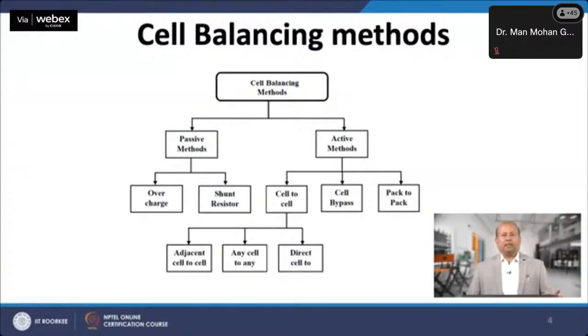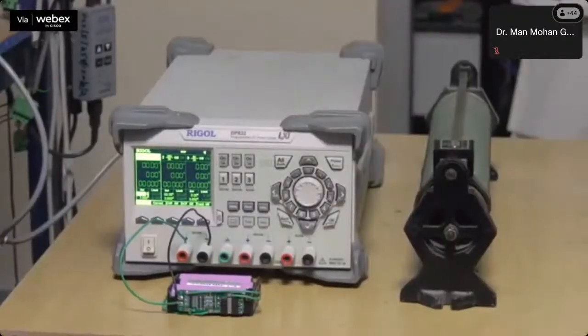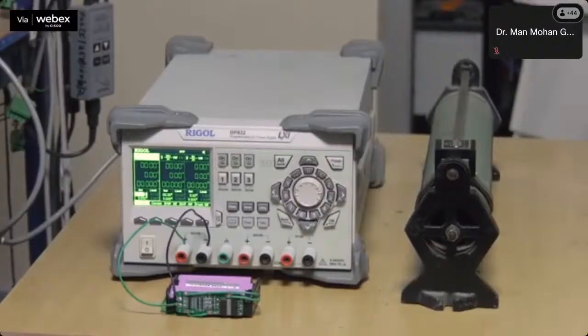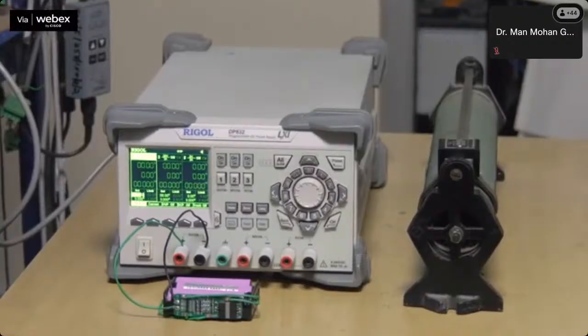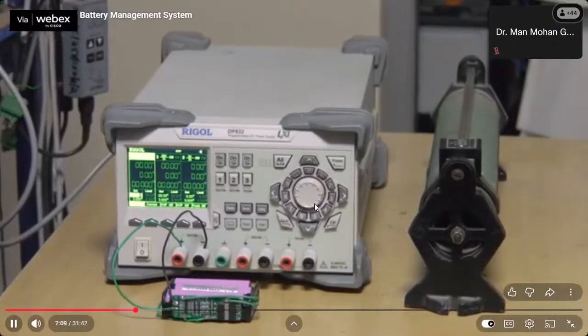This cell balancing is again subdivided into adjacent cell to cell, any cell to any cell, and direct cell to cell balancing. Let us consider the passive balancing system. This experiment aims to demonstrate a simple passive balancing for the charging and discharging operation of 3 lithium ion batteries through a readily available balancer IC.